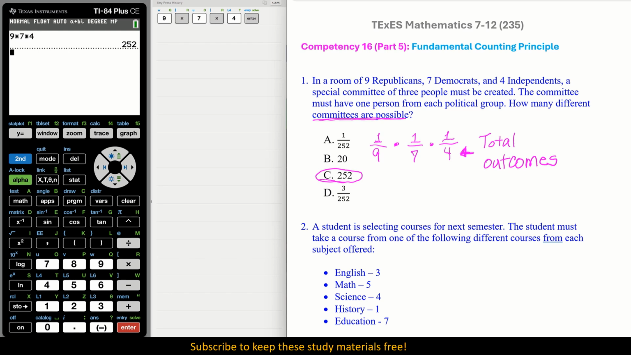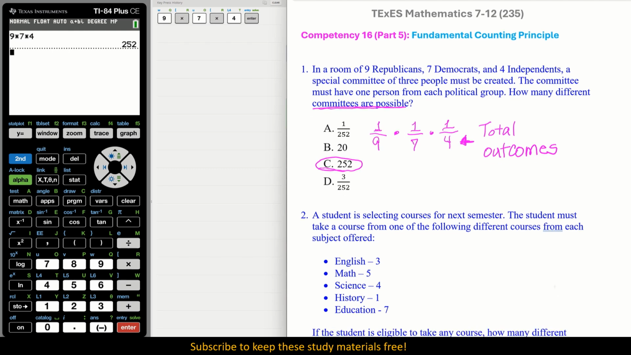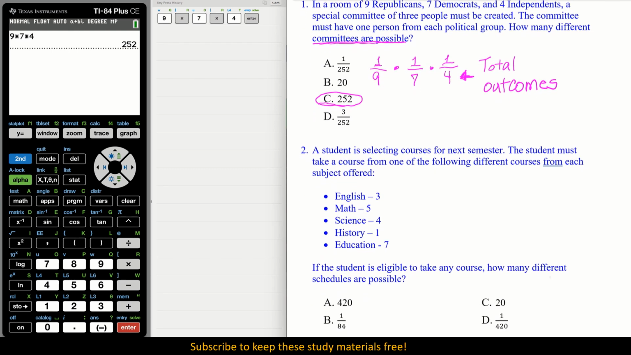This is unlike probability. If they'd asked for probability, we have a setup, and we could have calculated that. All right, so now let's look at number 2.